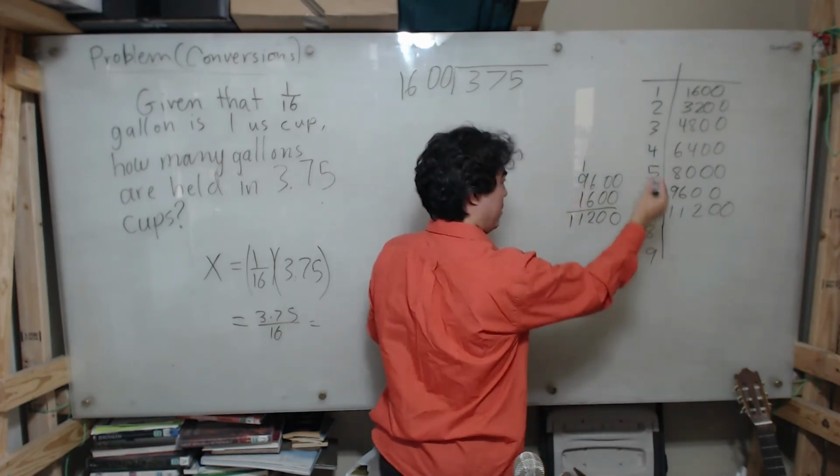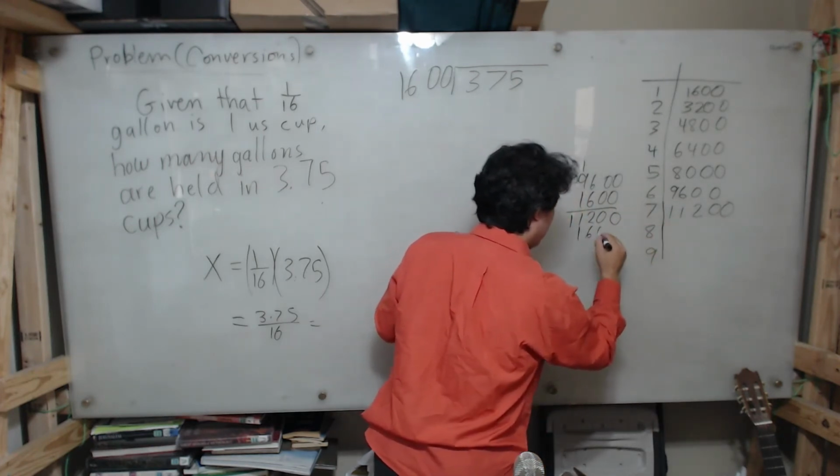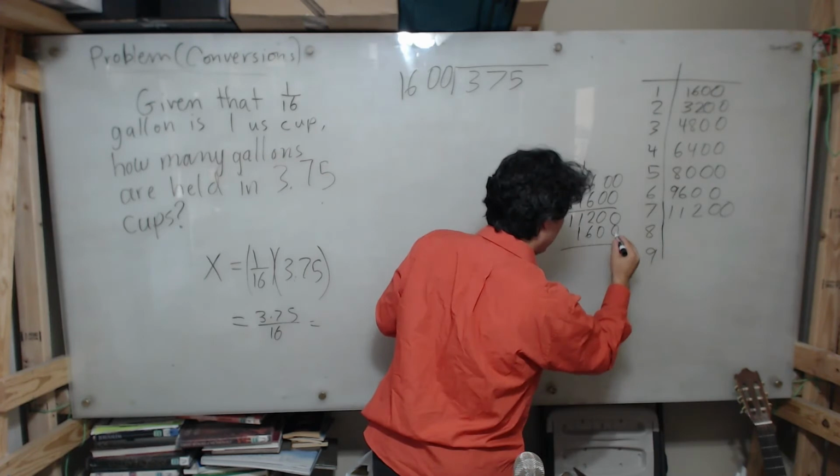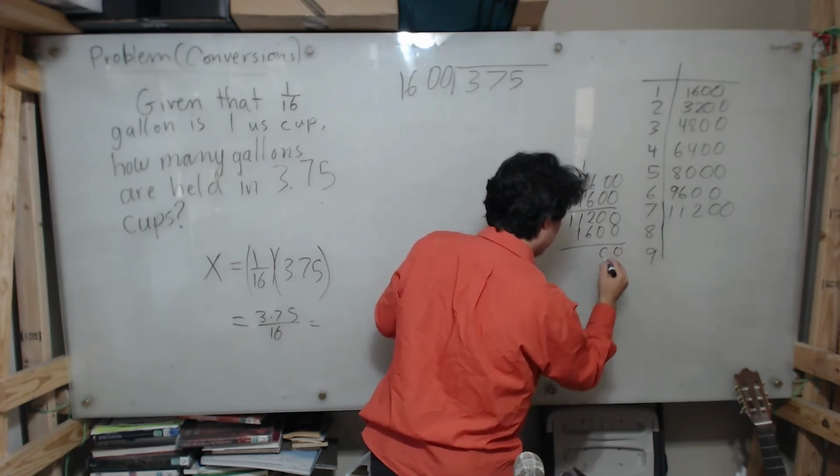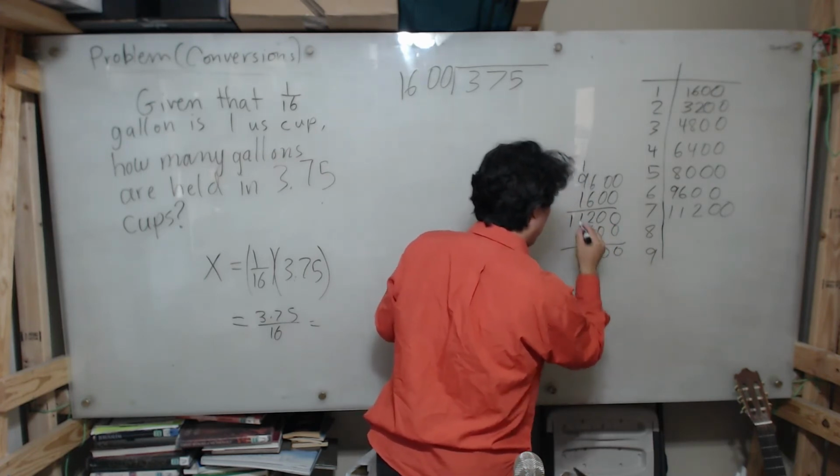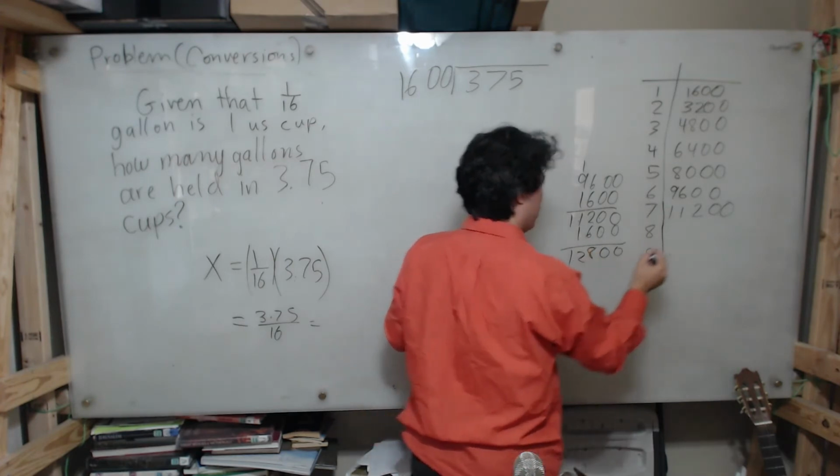Then I'm going to add 1600 again. 0 plus 0 is 0. 0 plus 0 is 0. 2 plus 6 is 8. 1 plus 1 is 2. And then I bring down the 1.